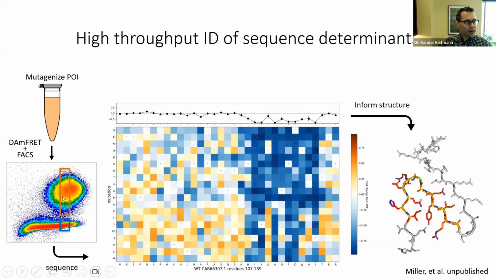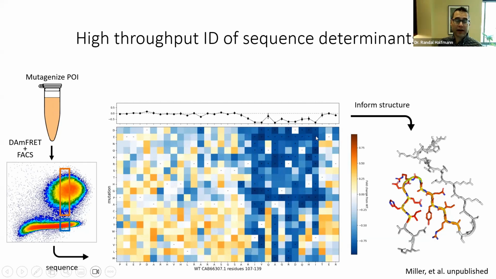We then FACS the high and low FRET populations at the same concentration, sequence them to determine for every mutation what the distribution is between high and low at the same concentration. And that tells us, in this case, exactly, it gives us this hotspot, as you can see by this blue column, where clearly that part of the protein is critical for amyloid formation.